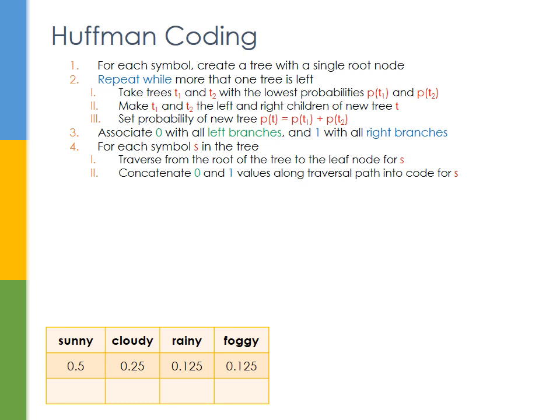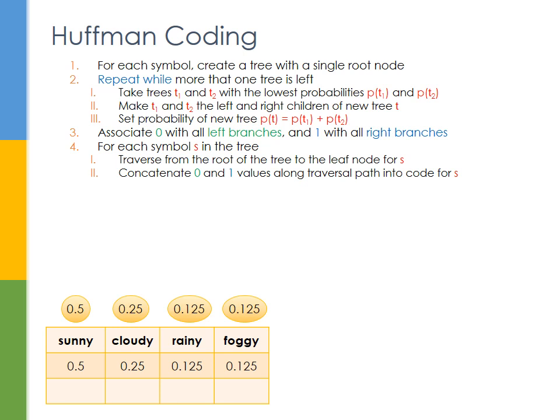Let's now apply the Huffman coding algorithm to our previous example. In this table, you can see the 4 symbols that we need to encode, as well as their associated probabilities. The first step is that for each of these symbols, we need to create a tree with a single root node, which we've done over here. Each of these nodes contains the probability for the symbol associated with that node.